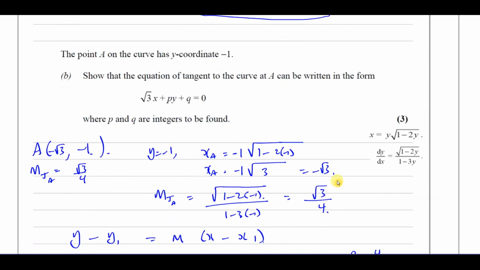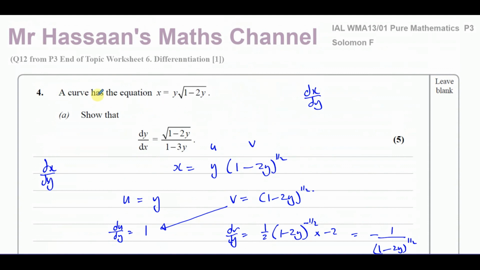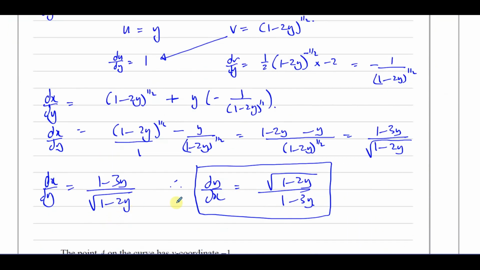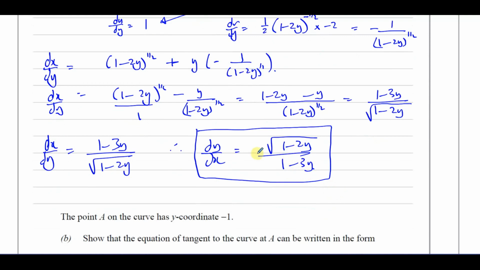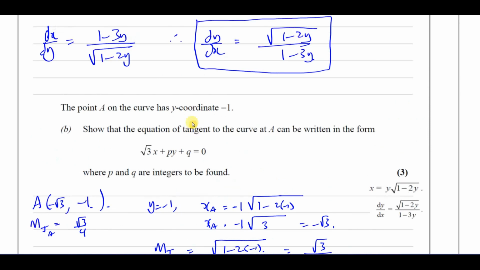So there's the answer to question number 4 of the end of topic worksheet, Differentiation 1, from my P3 collection. What was maybe slightly different about this question was the fact that we have to find dy/dx in terms of y. We can't make y the subject easily, so we have to find dx/dy first, and then write that as a reciprocal of itself, and then we get the answer. From there, everything else is quite normal, as we have learned previously. So there's the answer to this question.